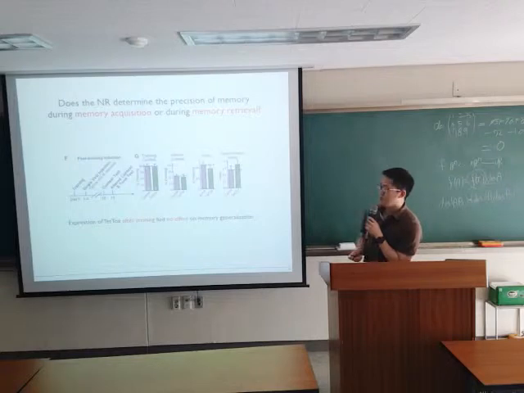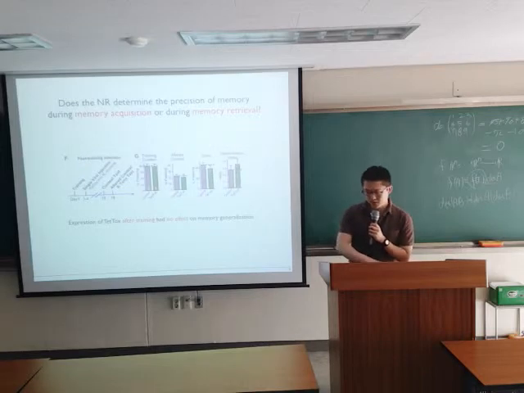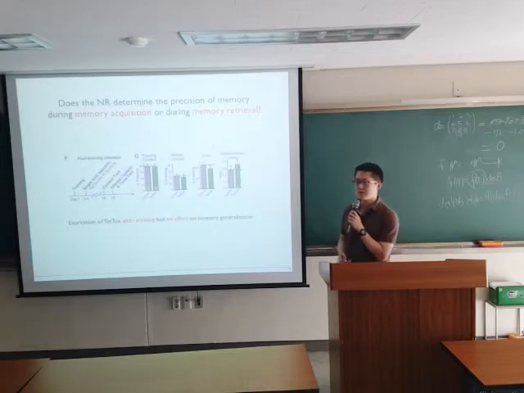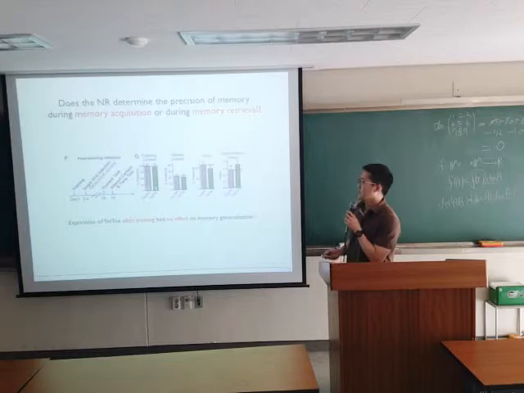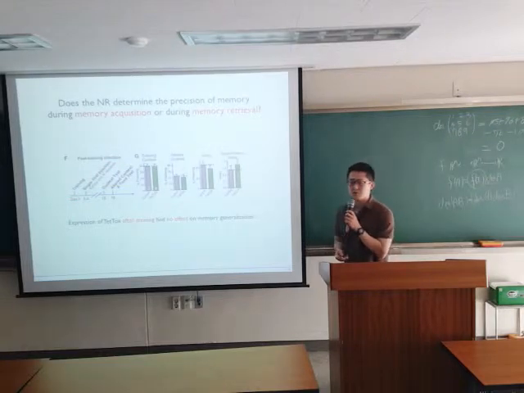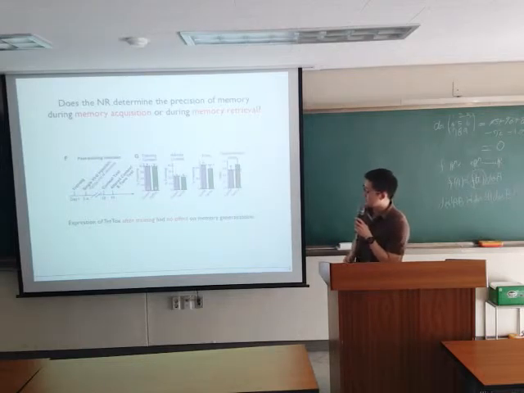And they wanted to confirm whether they are involved during the retrieval, not in the acquisition part. So they did a similar experiment, but they injected a virus after training. In this experiment, they didn't show any difference among groups. So you can say that during the acquisition, the nucleus reuniens was involved in the memory generalization.